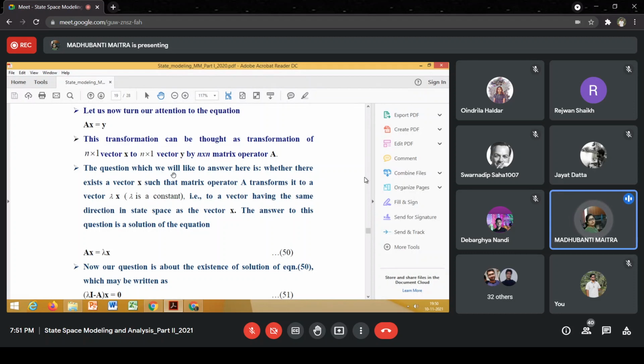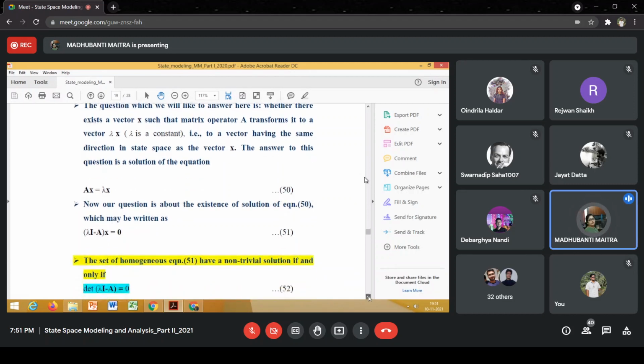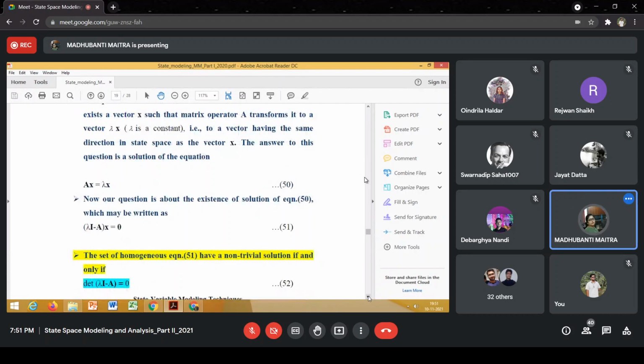So the question which we'd like to answer here is whether there exists a vector x such that the matrix operator A transforms it to a vector lambda x, where lambda is a constant, that is, to a vector having the same direction in the state space as the vector x. So the initial vector and the resulting vector will be in the same direction, only their magnitude will vary depending on the value of lambda.